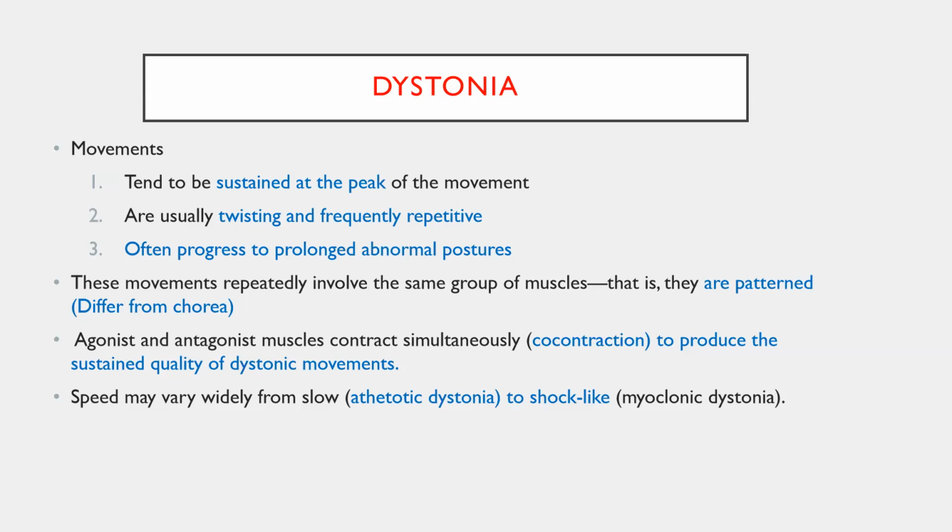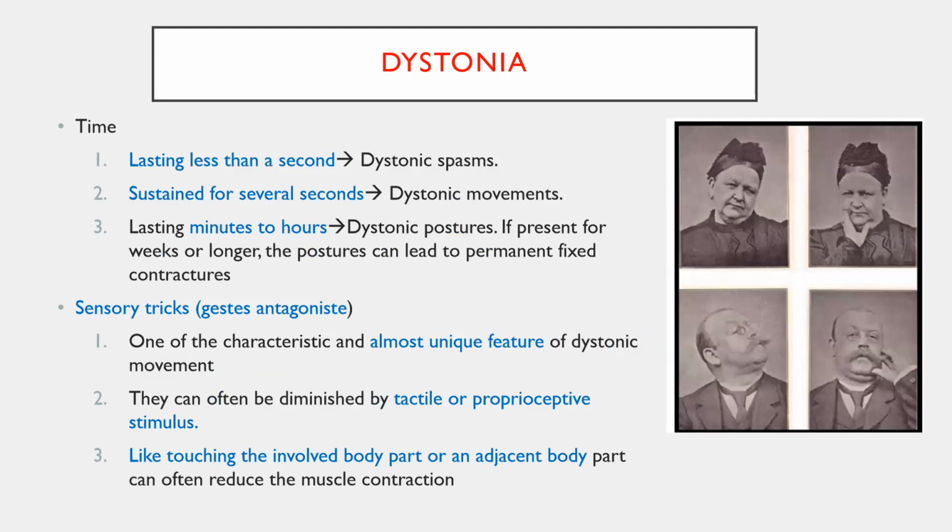It is secondary to activation or co-contraction of both agonist and antagonist muscles that leads to posturing of the joint. Okay. These dystonic movements may sometimes be associated with athetosis, leading to slow movement, athetotic dystonia, and sometimes associated with myoclonus, leading to shock-like or jerky movement, which is called myoclonic dystonia. Regarding duration, sometimes it is less than seconds; that is called dystonic spasm. Several seconds to a minute, that is dystonic movements. Sometimes it will progress for minutes to hours, leading to dystonic posture for a prolonged period.